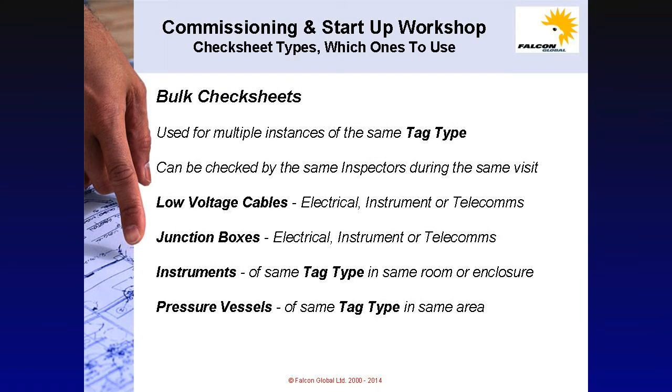Slides 233 and 234. Bulk check sheets, or bulk ITRs as they are known. Bulk check sheets are used for multiple instances of the same tag type that can be checked by the same inspectors during the same visit. Examples are low voltage cables for electrical, instrument or telecoms, junction boxes for electrical, instrument or telecoms, instruments of the same tag type in the same room or enclosure. Other tag types could be motors or pumps, potentially in the same area.